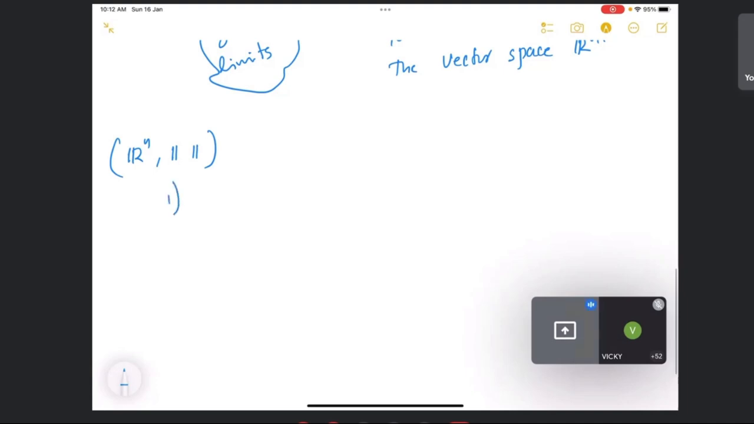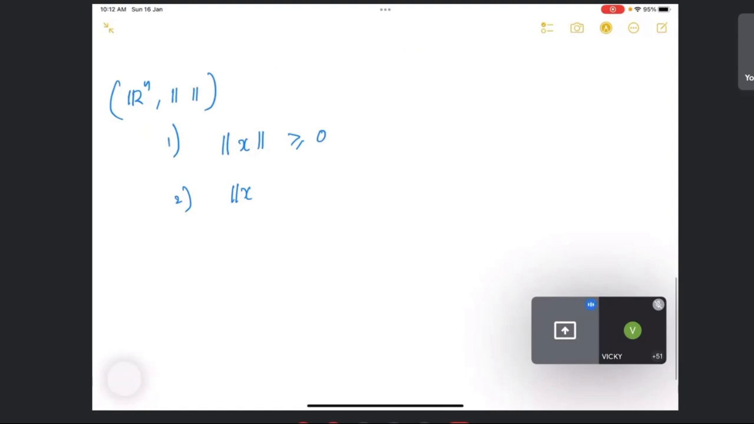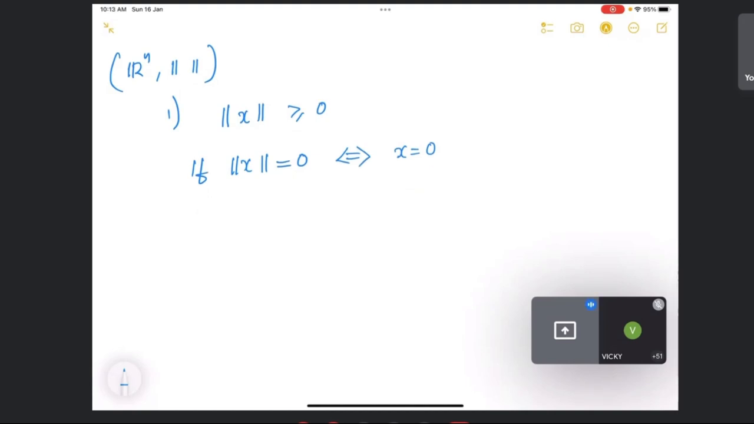One property is that norm of x is always greater than or equal to 0. You can directly see this from the definition of norm, because it will look like square root of x1 square plus x2 square plus x3 square, and you are taking the positive square root. And the second property is that if norm x equal to 0, then you can conclude that x is equal to 0. And this is true in the reverse direction also. So norm x is equal to 0 if and only if x equal to 0.